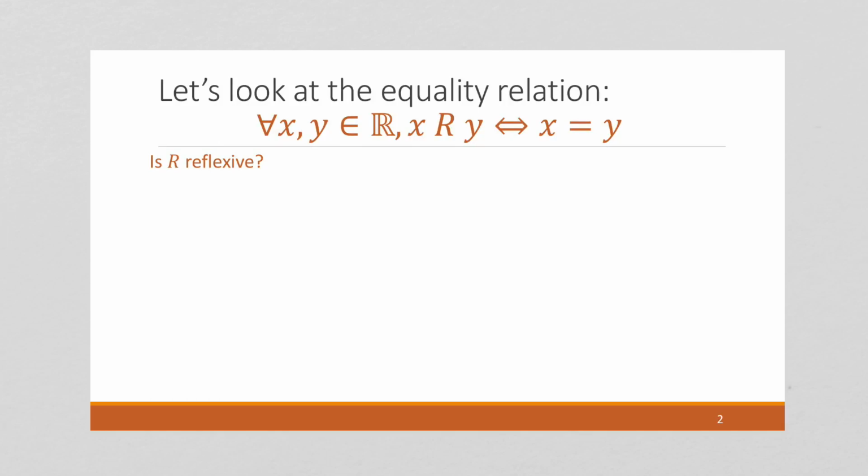So here is a definition of the equality relation. We say for all x and y in the real numbers, x is related to y if and only if x equals y. So is R reflexive? Let's recall the definition. R is reflexive if and only if for all x in the domain, in this case the real numbers, x is related to x. So this is indeed reflexive because every real number equals itself.